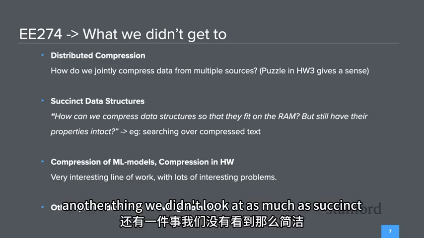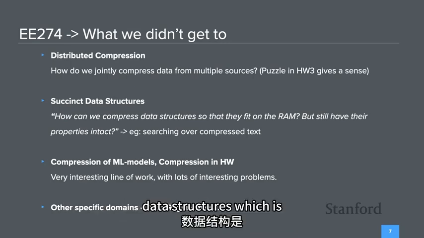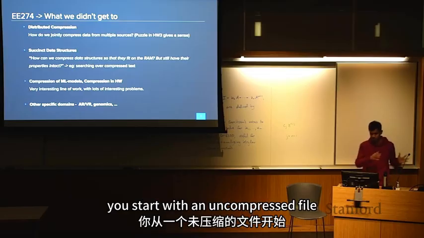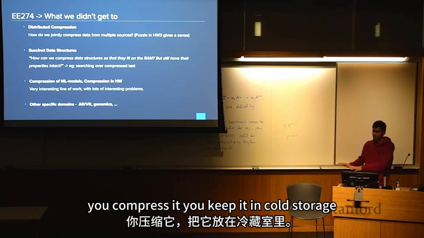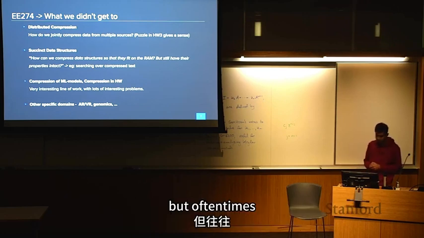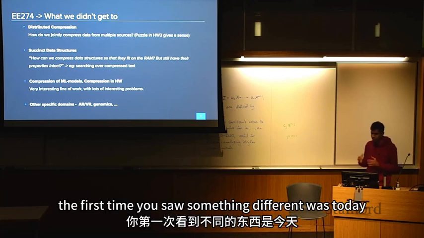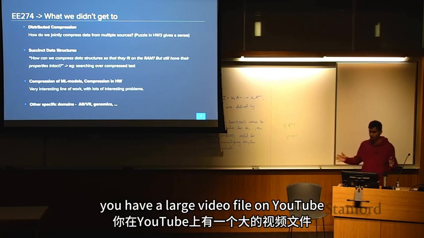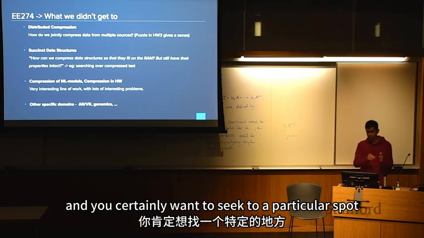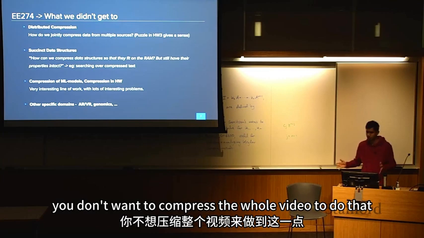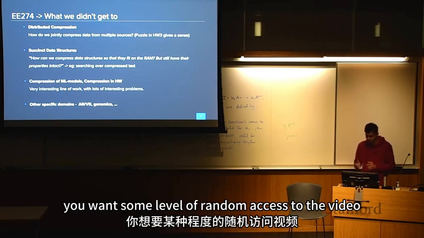Another thing we didn't look at as much is succinct data structures. The way we thought about compression throughout the class was you start with an uncompressed file, you compress it, you keep it in cold storage, then you bring it out, then you decompress it, right? But the first time you saw something different was today in the case of videos, where you have a large video file on YouTube, and you suddenly want to seek to a particular spot in the video. You don't want to decompress the whole video to do that. You want some level of random access to the video.